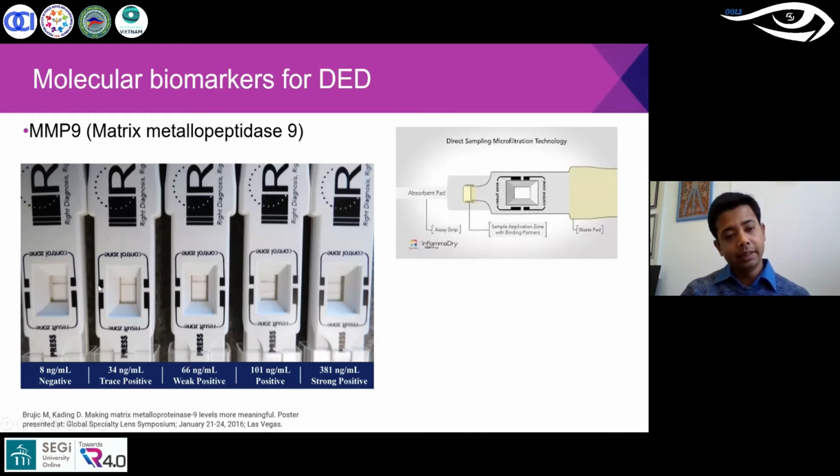Now in the second kit from the left, of course the test is working. There's a black line at the top, and there's a faint red line there, which means it's mildly positive, and it was tested with 34 nanogram per ml. It started to become a little bit positive. As the MMP9 concentration increased, we can see from the 3rd to 4th and then 5th, the red lines started to become more and more dark, and at the very high concentration, 381 is really high, the patient may have moderate to severe dry eye.